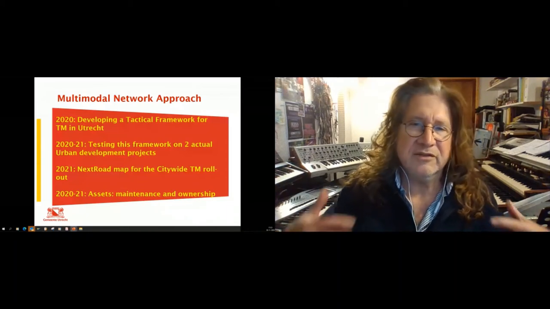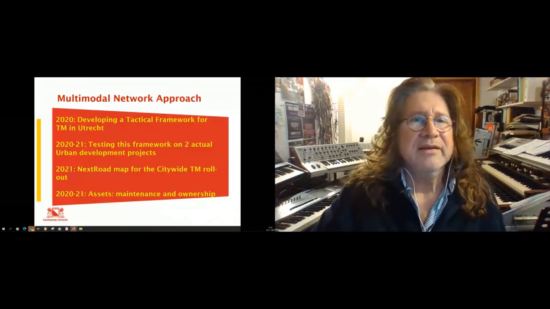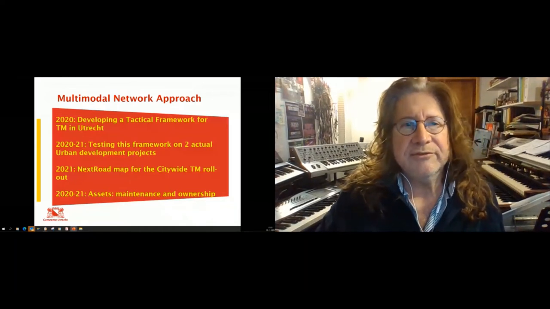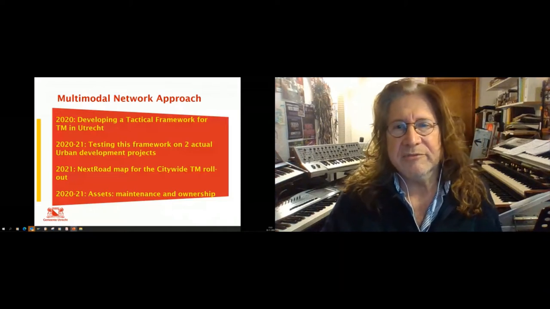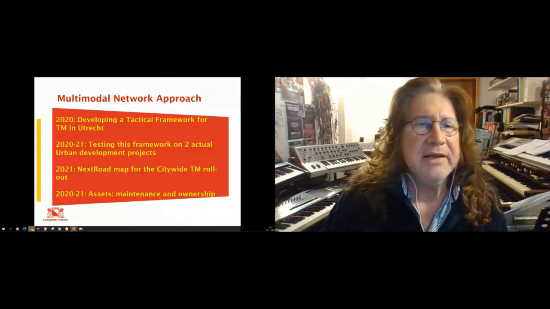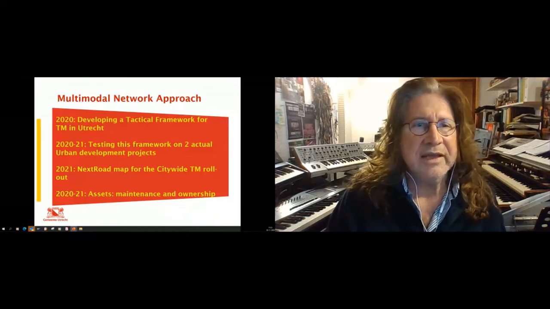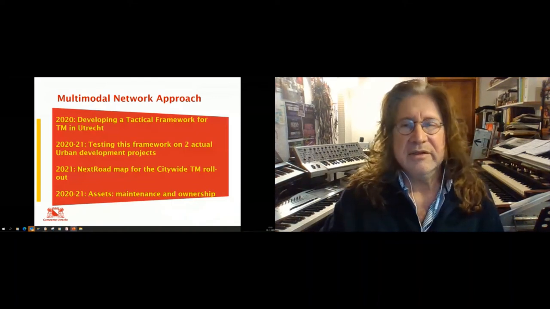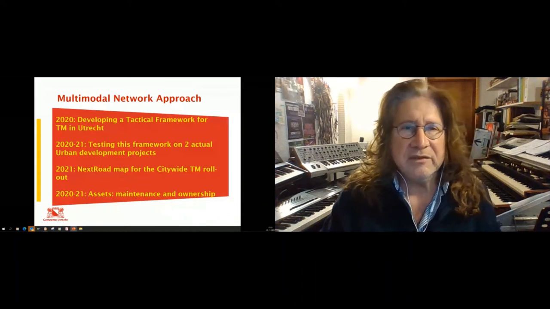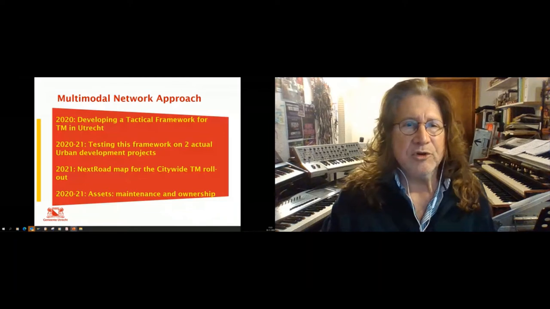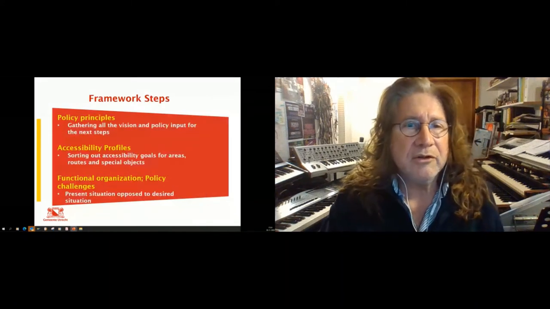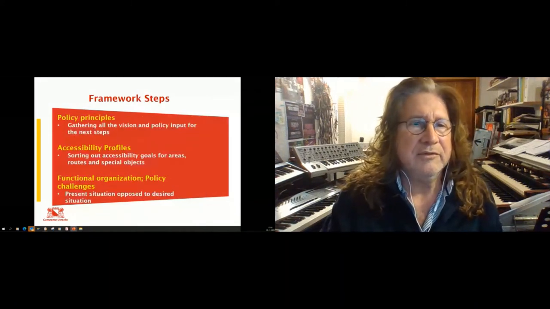So it's time now to make a citywide approach for traffic management. What we had to do was make a traffic management framework. We did this in five steps. In the past 3 months, we have been working on this tactical framework, and we started with the policy principles, gathering all the visions and policy input for the next steps. Then the accessibility profiles, to see what accessibility you need to have for certain areas. There are high profile areas, business areas, which need a high accessibility on a multimodal scale, but there are also areas for which accessibility is not so very highly necessary.